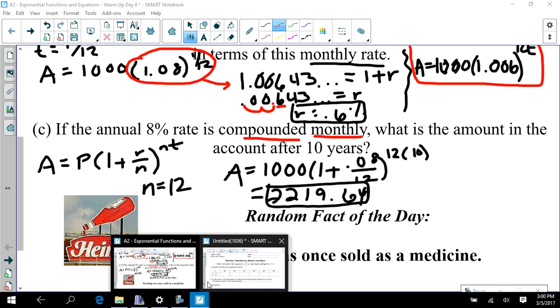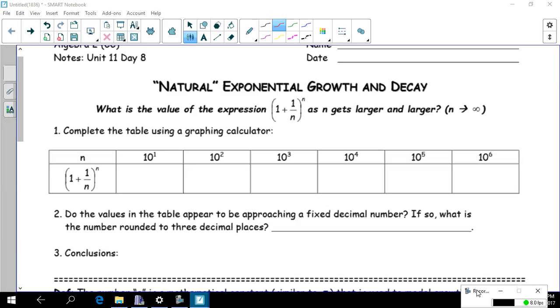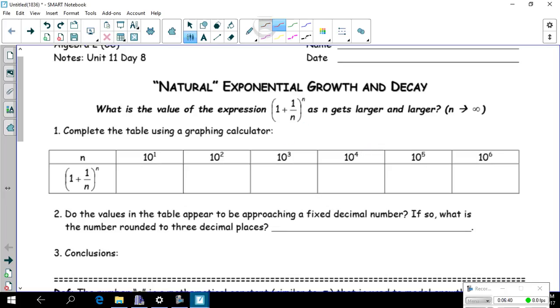Okay, switch over to your notes. Okay, so this first part might sound a little random, but it is connected to what I was just talking about in the warm-up. It says, what is the value of the expression 1 plus 1 over n to the n power as n gets larger and larger, or as n goes to infinity? Now, it might be a little hard to see, but this is actually part of A equals P times 1 plus r over n to the nt.